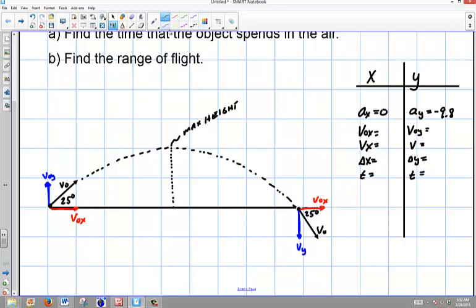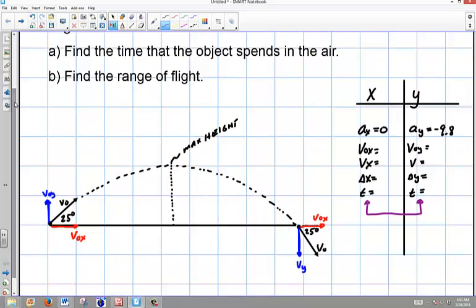Now these two times are going to share the values. So if I find the time for one, I can use it over here for the other. But when I start any projectile problem, these two situations are always true. I always have a 0 acceleration in the x, and I always have negative 9.8 for the y. So the question we have to ask ourselves is, what do we do next? And what are we trying to do in our strategy to solve this problem?